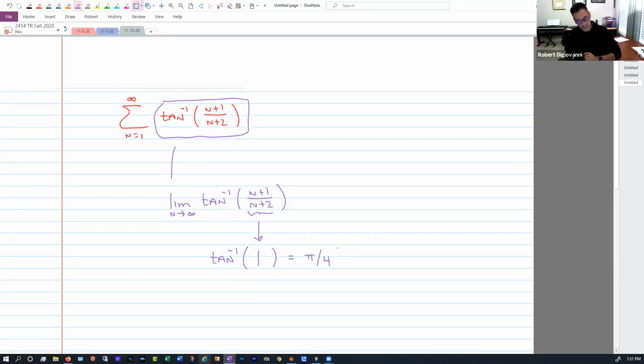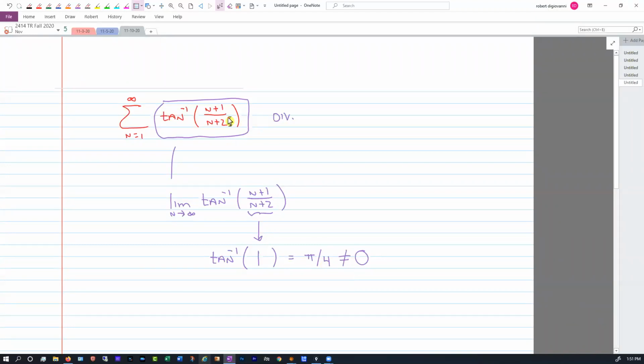What can you tell me then? If this limit is pi over 4, what can you tell me about the series? It's divergent. It's divergent because the answer was pi over 4, and pi over 4 is not 0. As long as this limit is not 0, the series diverges. The sequence converged to something other than 0, so that tells us that the series diverges.